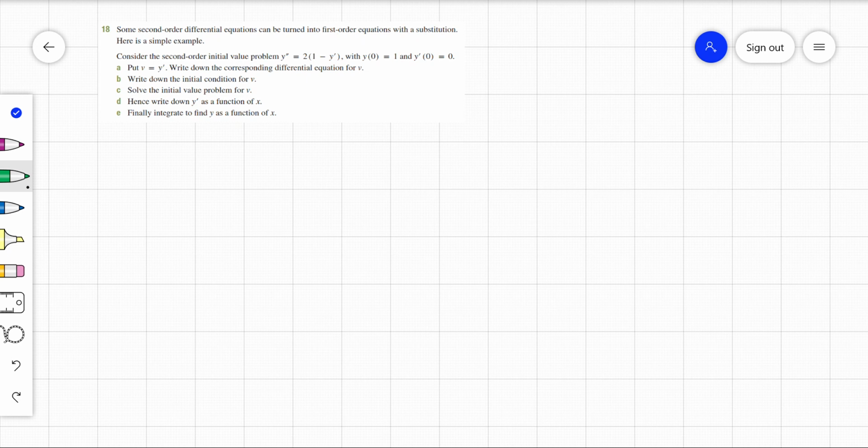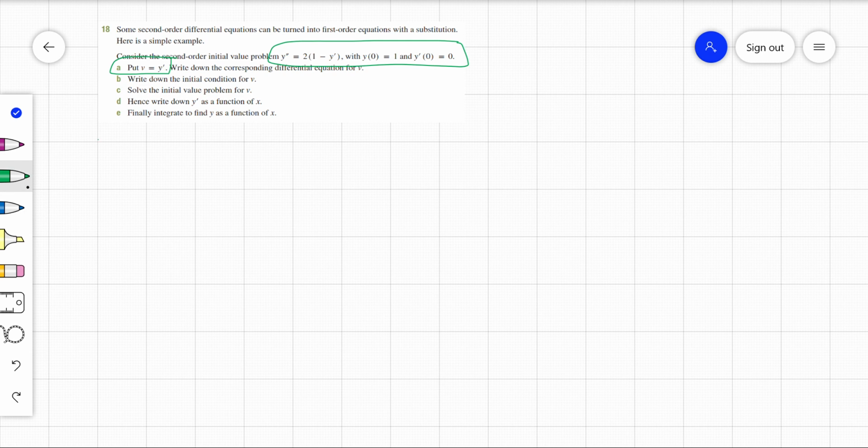Alright, so here we're going to change a second order DE into a first order DE using a substitution. So here's our info, and we're going to put v equal to y dash. Again, y dash is dy/dx, let's say x, so we're going to put everything in terms of x. It could be dy/dt, I don't know, but usually we assume dy/dx. Alright, so we'll start with v equals y dash.